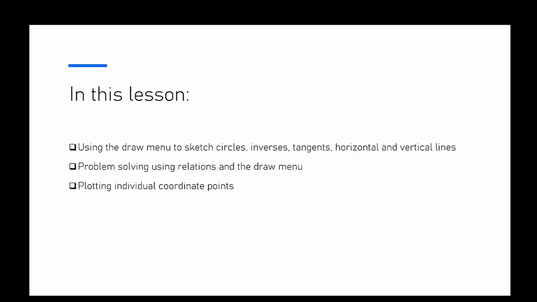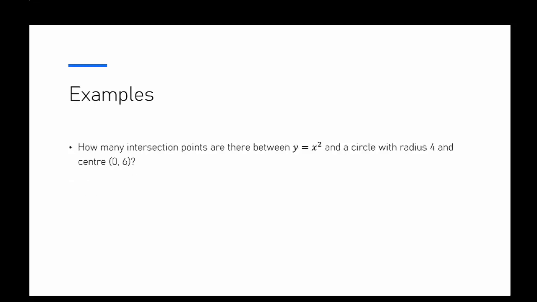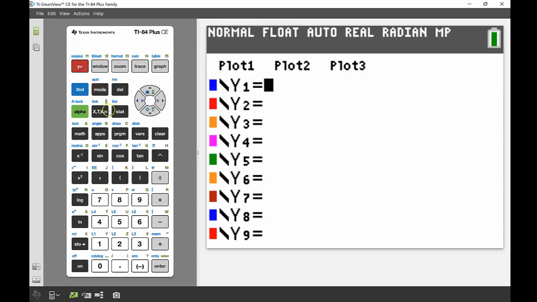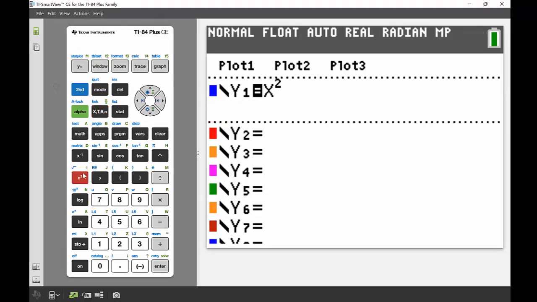Getting straight into it, our first example is: how many intersection points are there between y equals x squared and a circle that has a radius of 4 and a centre of (0, 6)? So I'm going to start out this question just by inputting that quadratic into my Y1.